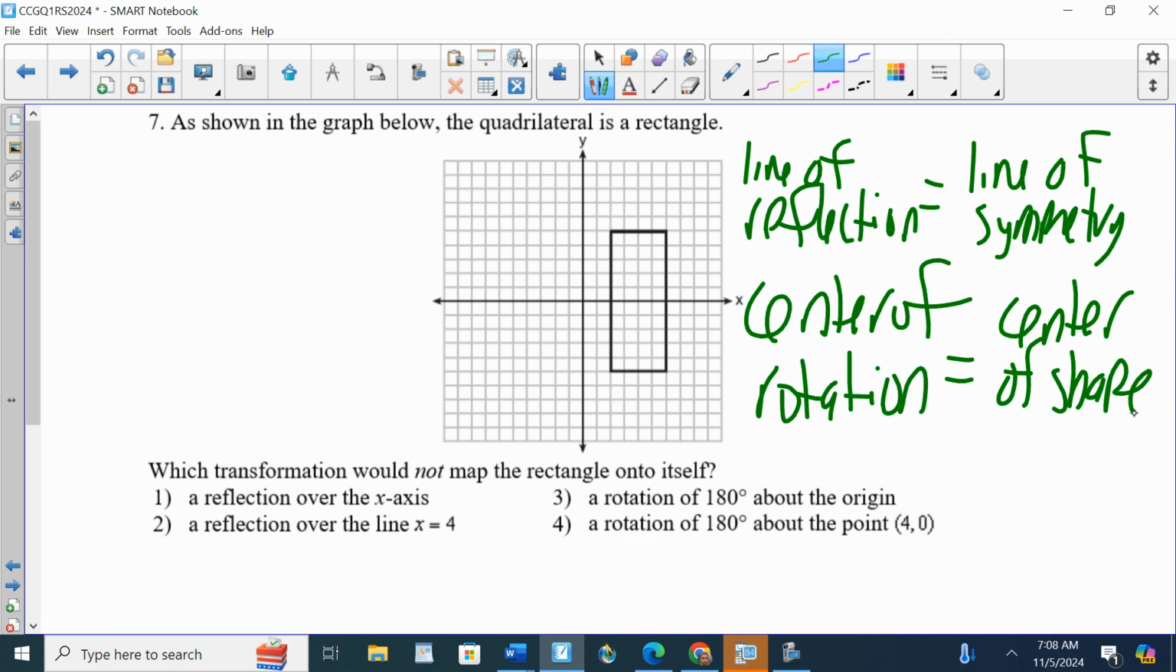So, reflection over the x-axis. Is the x-axis a line of symmetry? Does it cut the shape exactly in half? Yes. That maps it onto itself. It says which does not. Either way, I'm going to go through all four choices.